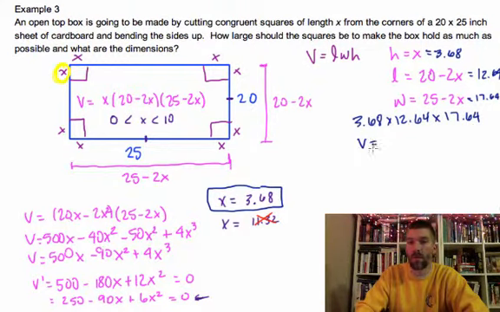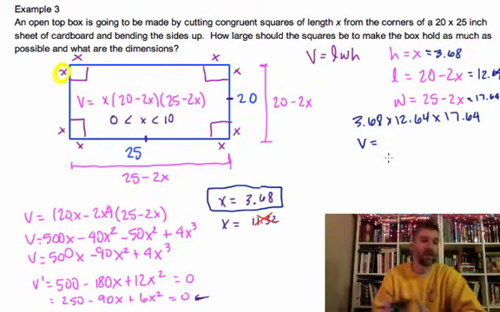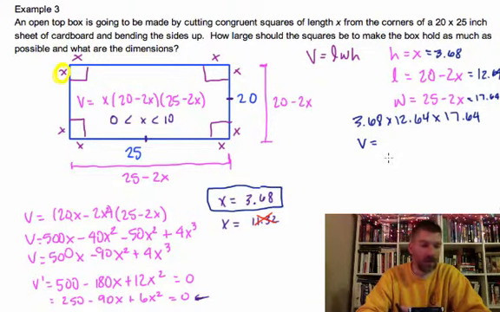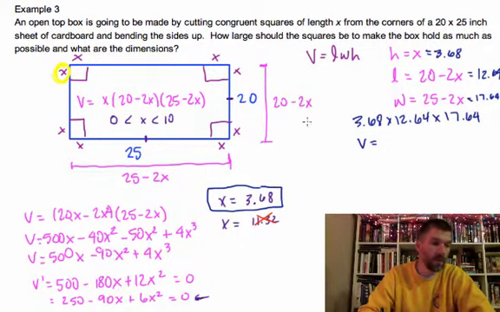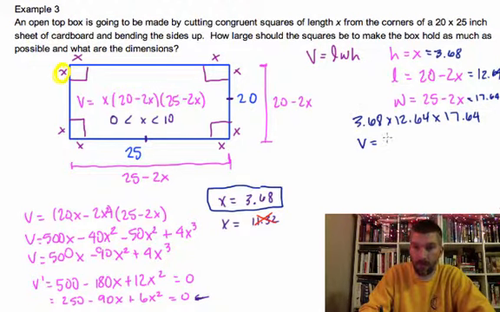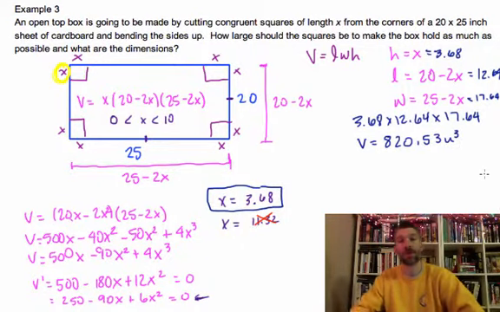My volume for that particular box, then you just multiply all those out. And you should get, I think, 820.53. Let me just double check. 3.68 times 12.64 times 17.64. I get 820.53 units cubed, and that would be the volume of this box for this problem.